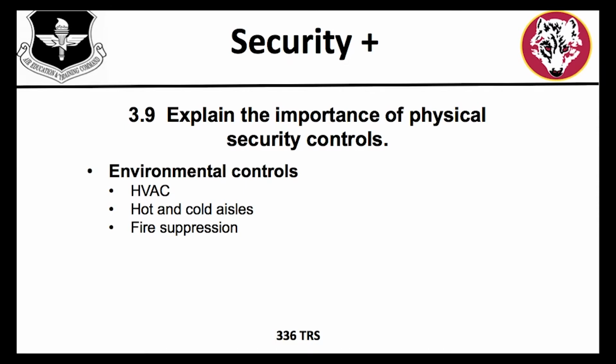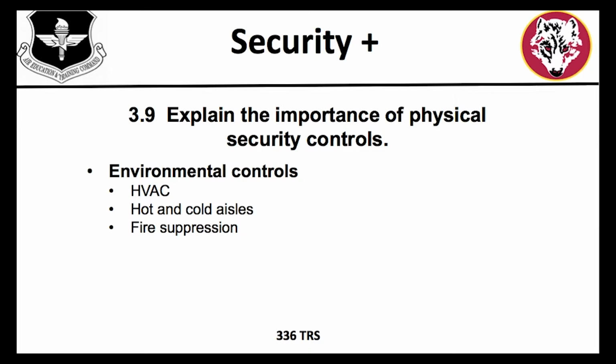Objective 9 says explain the importance of physical security controls. Now, when you think about security and network environments and devices, you probably think of network security. But do you think of physical security? And when you do, you think of maybe just getting access to a facility? Well, you wouldn't be incorrect by stating that, but it's not just that.